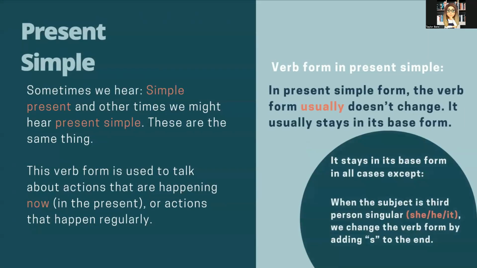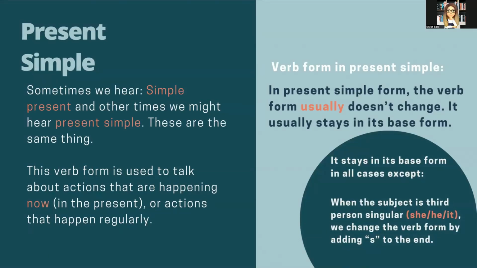So about the present simple tense. Sometimes we hear simple present, other times you might hear present simple. That depends on your teacher, and some teachers use both. Why? Because they mean the exact same thing. It's no different. Present simple, simple present, same thing. This verb form is used to talk about actions that are happening now in the present. That's why it's called present simple.